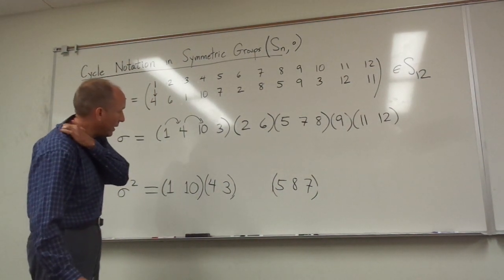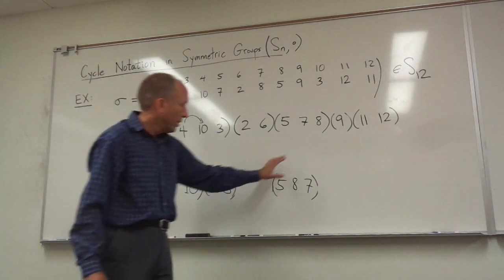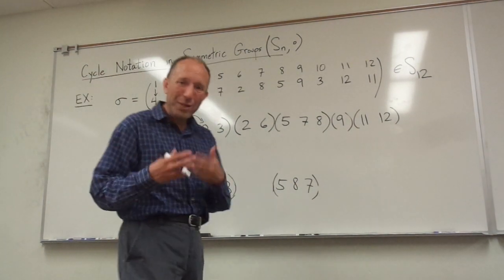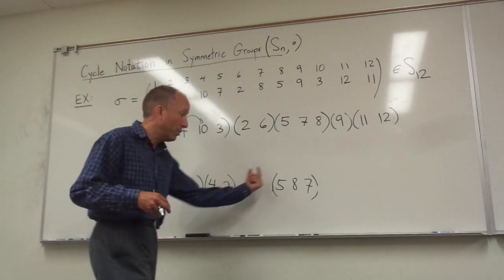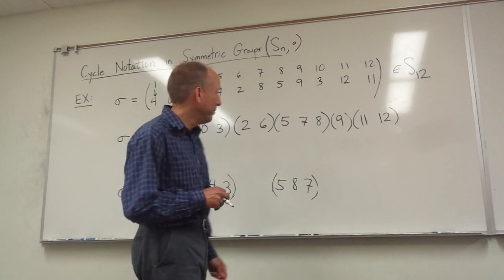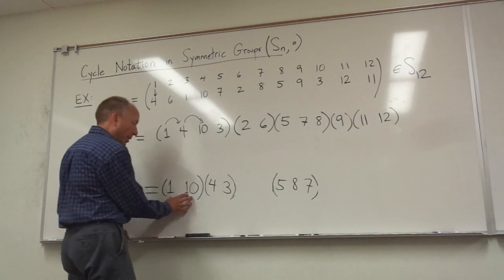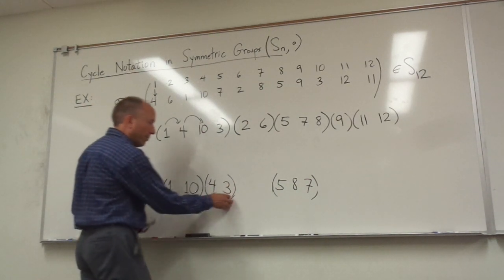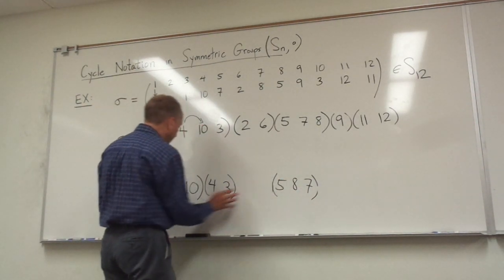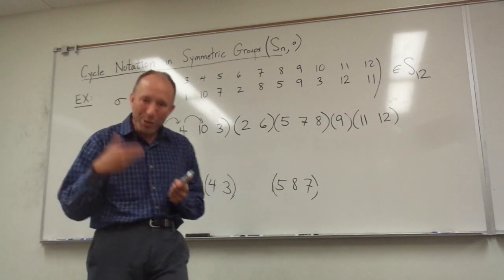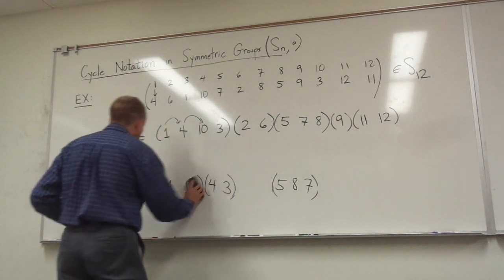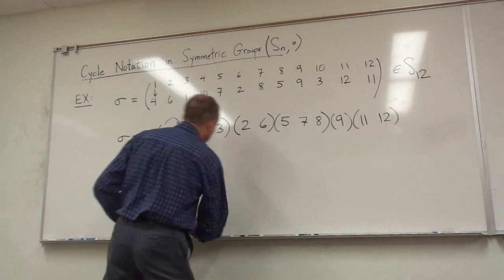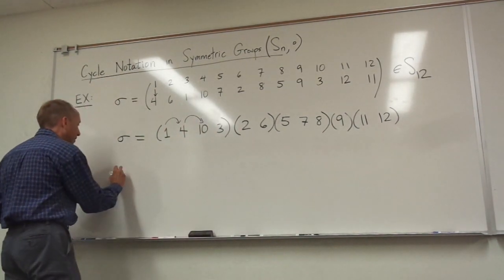Okay? And it consists of, in this case, 3 disjoint cycles. Disjoint meaning that you don't see the same numbers more than once. Right? So the 1 and the 10 don't occur here. The 3 and the 4 don't occur here. 5, 8, and 7 don't occur here. Right? Different numbers in different cycles. Now, one of the things that's really nice about this is it gives you a quick way of finding the order of sigma.